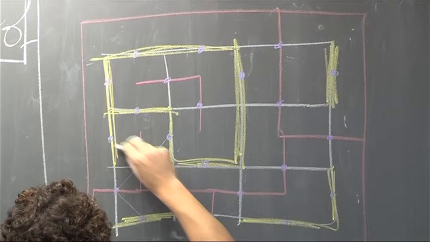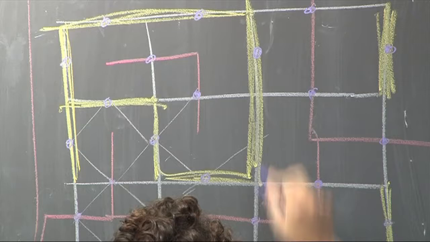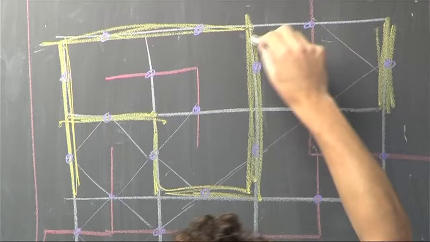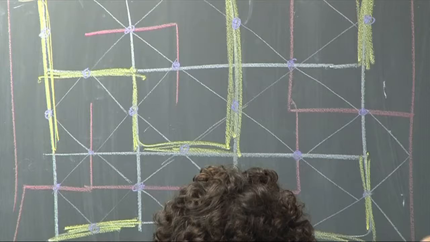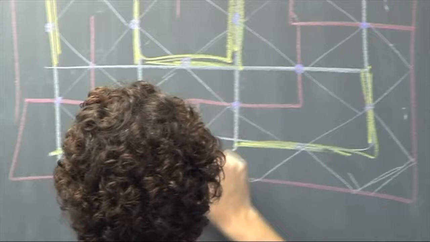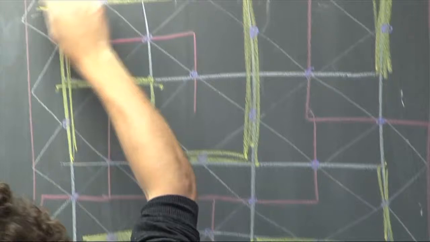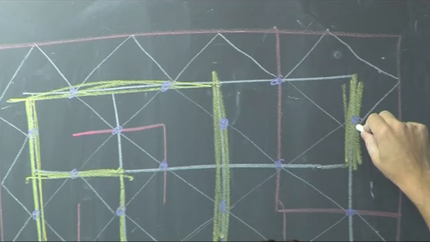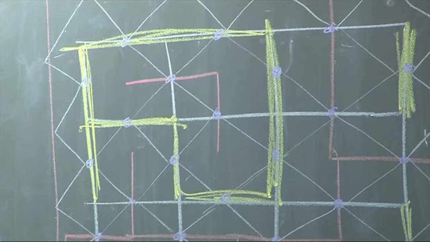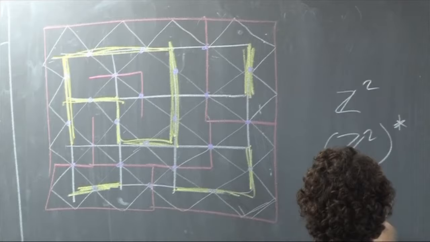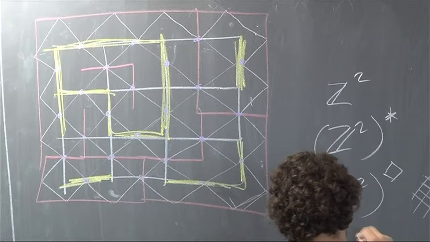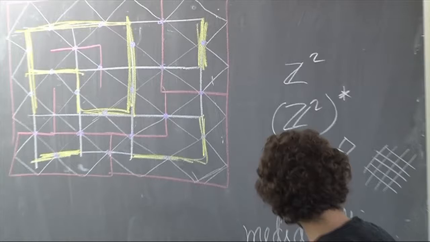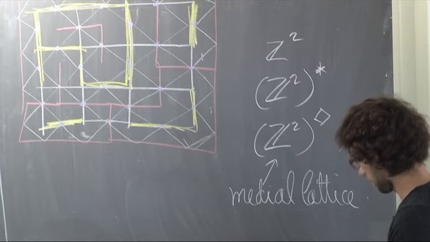And so on. So you see that you find a rotated and rescaled version of the square lattice. So this rotated version of the square lattice is called the medial lattice. Okay, it's terribly poorly drawn, but so you had Z2, you had this Z2 star, and now you have Z2 diamond, which is this rescaled lattice like that. And this guy is called the medial lattice. And so G diamond is a subgraph of the medial lattice.